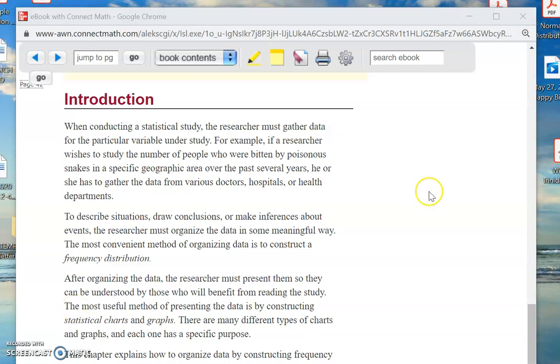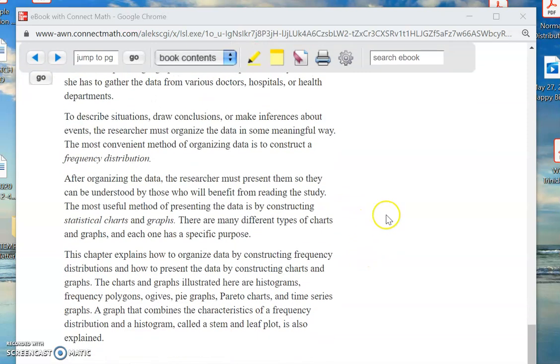Okay, so it would be descriptive statistics to describe the situation. Then if you want to draw conclusions, of course, then it's the inferential statistics. All right, so in order to do this, you need to organize the data in some meaningful way. The most convenient way of doing that is to construct what we typically refer to as a frequency distribution. And then after you organize the data, you have to be able to present it. So there's no magic here. It's just a matter of presenting the information where people can understand it.